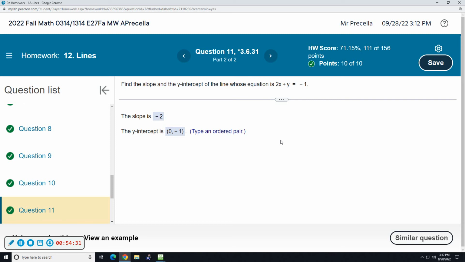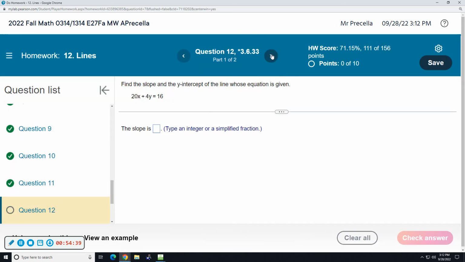Okay. Any questions there? I think we have another one like it. Oh, good. Number 12 is a little bit messier. 20x plus 4y equals 16. Let me write down the equation. And it's the same instructions. They want us to find the slope and the y-intercept.